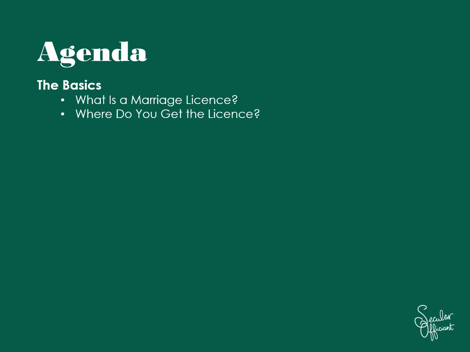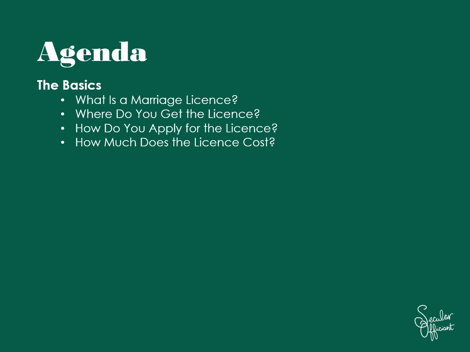The agenda for today includes 4 major topics. The first topic is the basics. This is where some basic questions are answered about the marriage license and application process. Questions include: what is a marriage license? Where do you get the license? How do you apply for the license? How much does the license cost? How long does it take to complete the application?